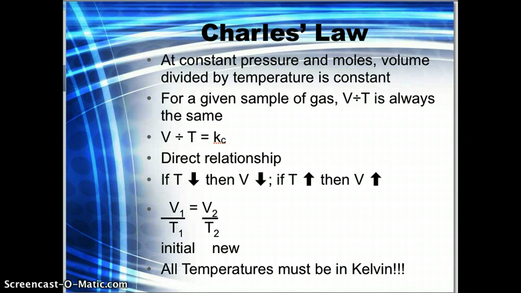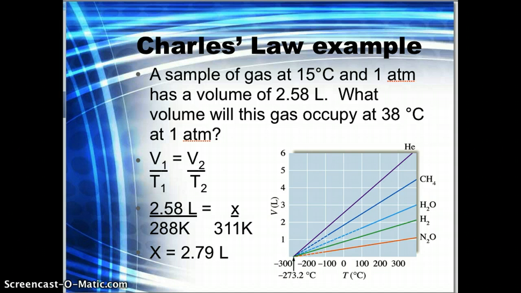All right, so if we look a little more at this Charles' law, we can do an example here. So we have our sample of gas, 15 degrees C, 1 atmosphere pressure. The volume is 2.58 liters. What volume will it occupy at 38 degrees Celsius, continuing at our 1 atmosphere of pressure? So the pressures remain constant. We don't have to use that information for atmosphere.